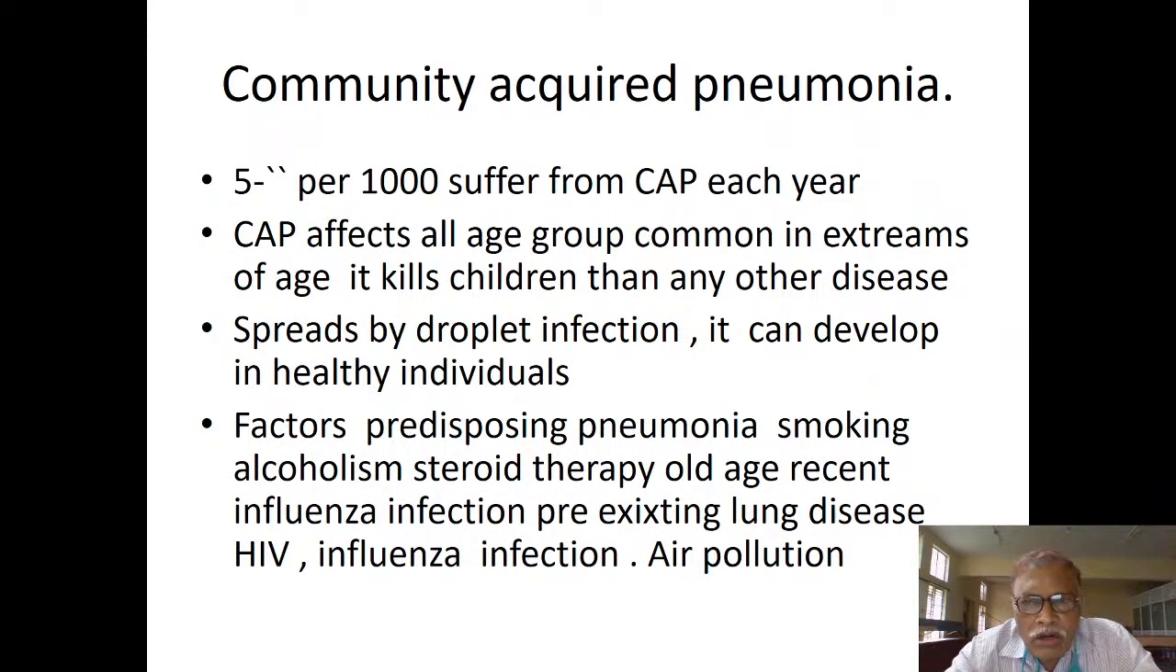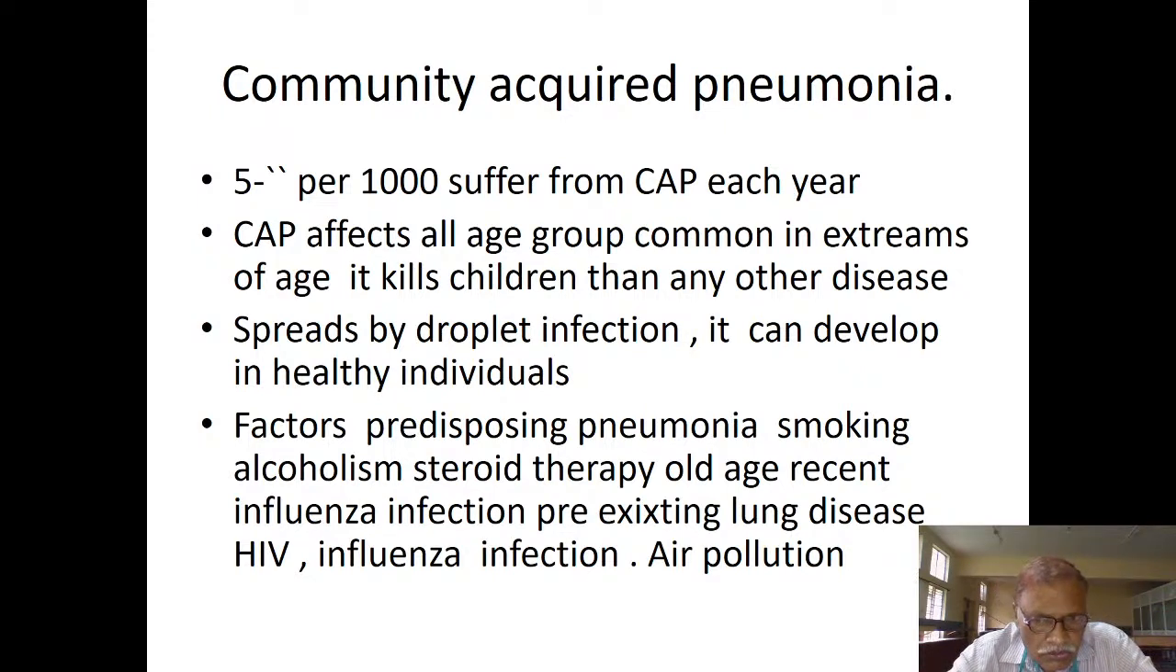Community acquired pneumonia is very common, a very commonly asked question. Five per 1000 suffer from the infection each year. That is CAP, community acquired pneumonia, which affects all age groups, especially the extremes: children less than 2 years and adults above 65 years. It spreads by droplet infection, and it can develop in healthy individuals.